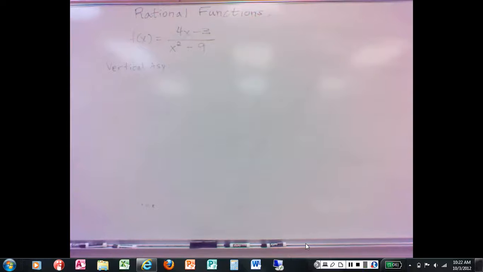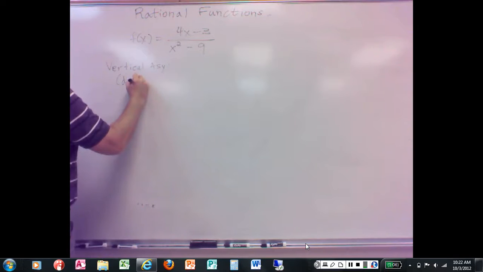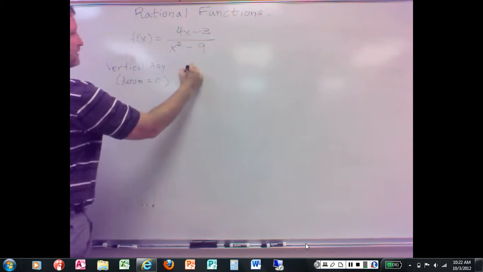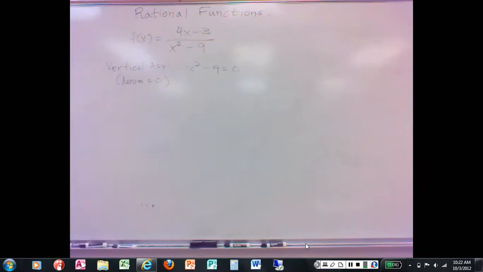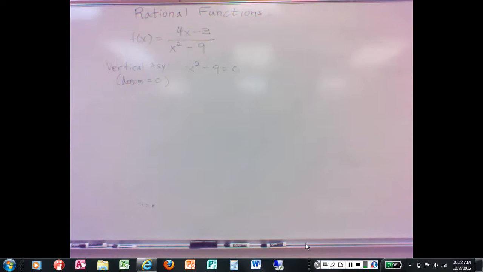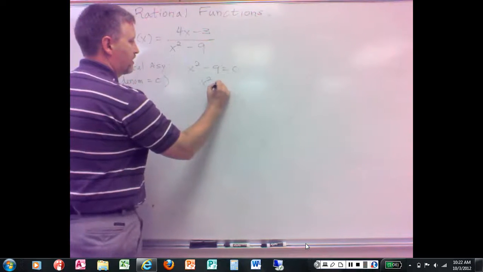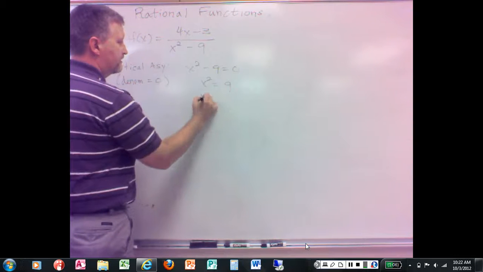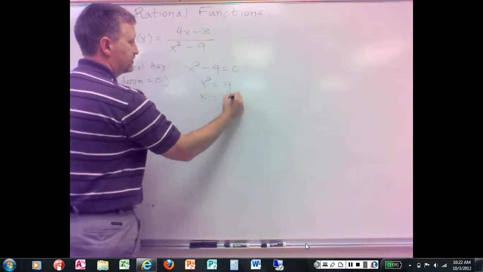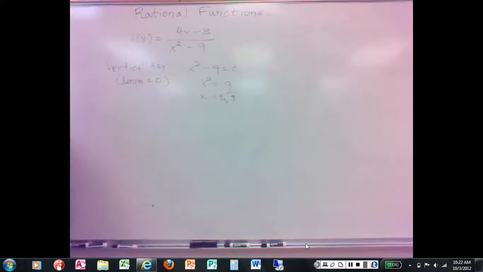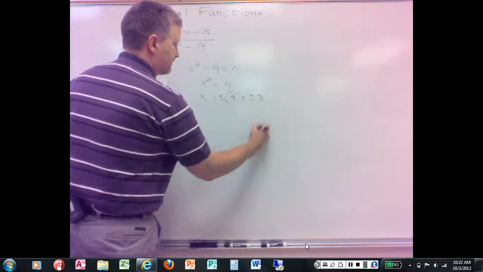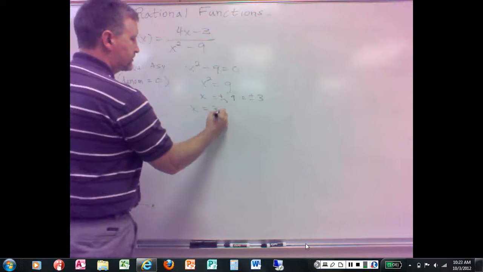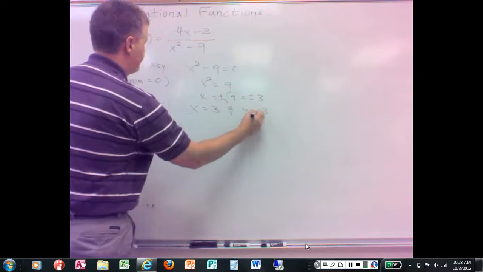Same thing, vertical asymptotes, denominator equals 0. Well, in this case, the denominator is x squared minus 9, so set x squared minus 9 equals 0. If you want to do that one, use the square root method: add 9, square root both sides. The only catch is it could be plus or minus the square root of 9, so that's plus or minus 3, isn't it? So we've got x equals 3 and x equals negative 3.